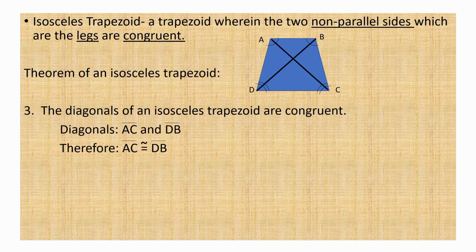Theorem number 3. The diagonals of an isosceles trapezoid are congruent. So in the given trapezoid, the diagonals are AC and DB. So therefore we can say that AC is congruent to DB.